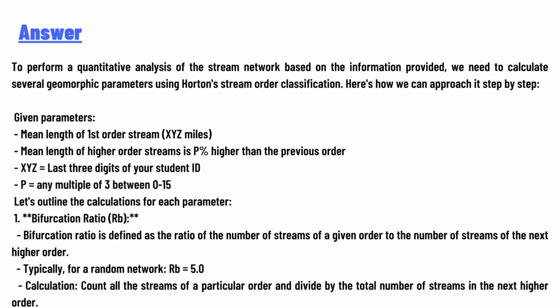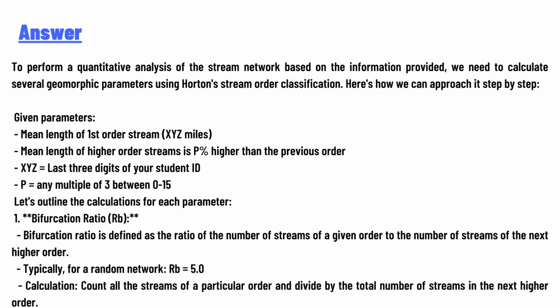Let's outline a calculation for each parameter. First, bifurcation ratio. Bifurcation ratio is defined as the ratio of the number of streams of a given order to the number of streams of the next higher order. Typically for a random network, Rb is equal to 5.0. Calculation: count all the streams of a particular order and divide by the total number of streams in the next higher order.